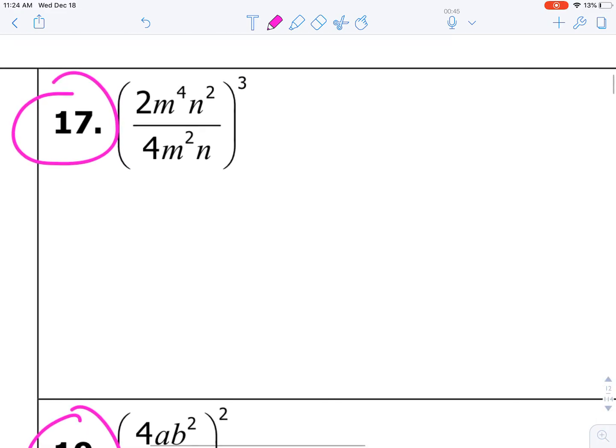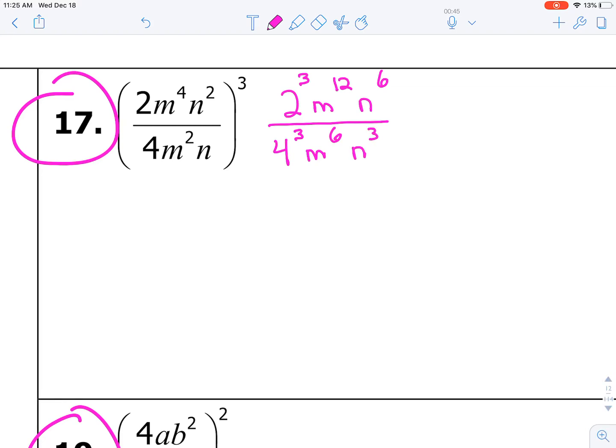17. Big one. Everything gets to the 3rd power, so I got to go 2 to the 3rd power. And I got to go m to the 12th, because it's 3 times 4. n to the 6th. 4 to the 3rd. m6. And 3. Now I can't leave it like that because I got to simplify it more.